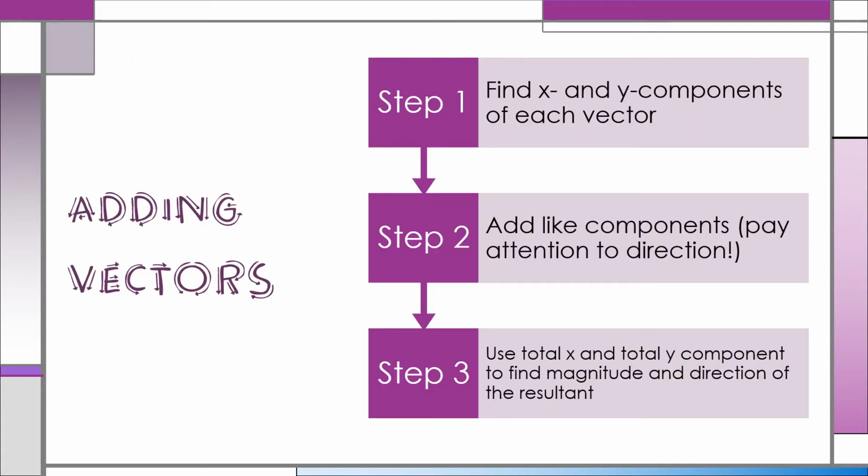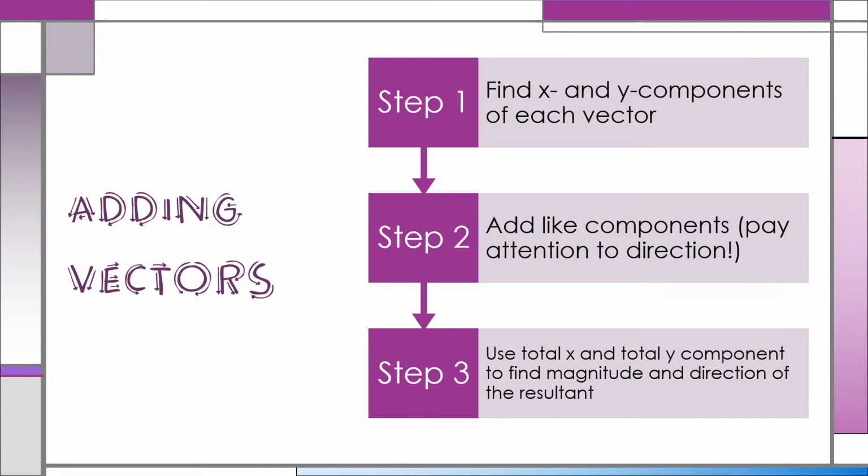Another skill that we need to have for vectors is adding vectors. And this kind of is putting together all the things that we have learned so far about vectors. So our first step in adding two or more vectors is to find the x and y components of each vector. Then we're going to add the x components to each other and add the y components to each other. When we're adding those components, of course, we're paying attention to the direction. So if one of our x components is pointed toward the left, we want to make sure that that's a negative component. So when we say that we're adding them, if there's a component to the right and a component to the left, really what we'd end up doing is subtracting those magnitudes.